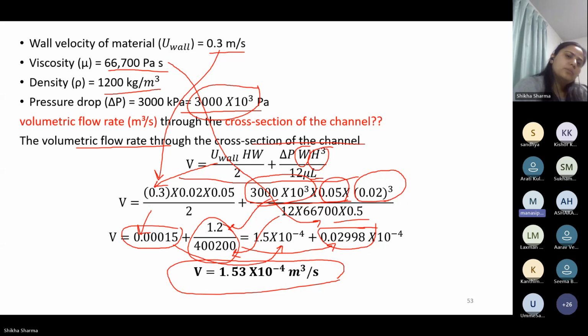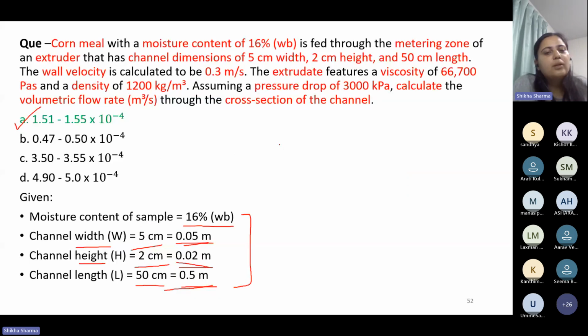Okay, ma'am. Next question, ma'am. Yes, obviously, in most cases the formulas will not be there in the question paper.